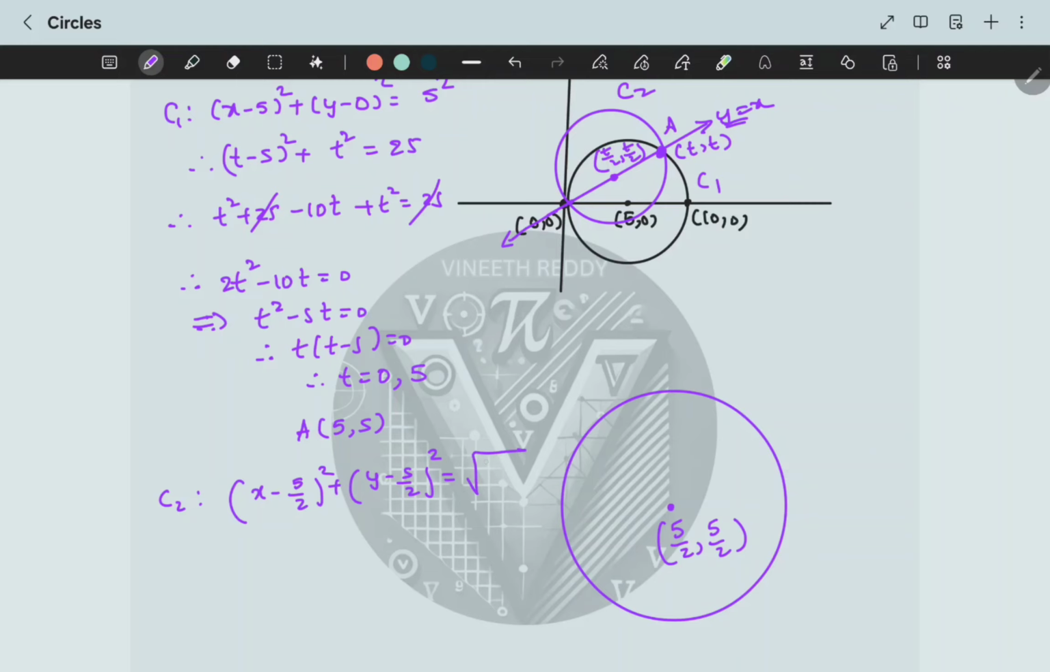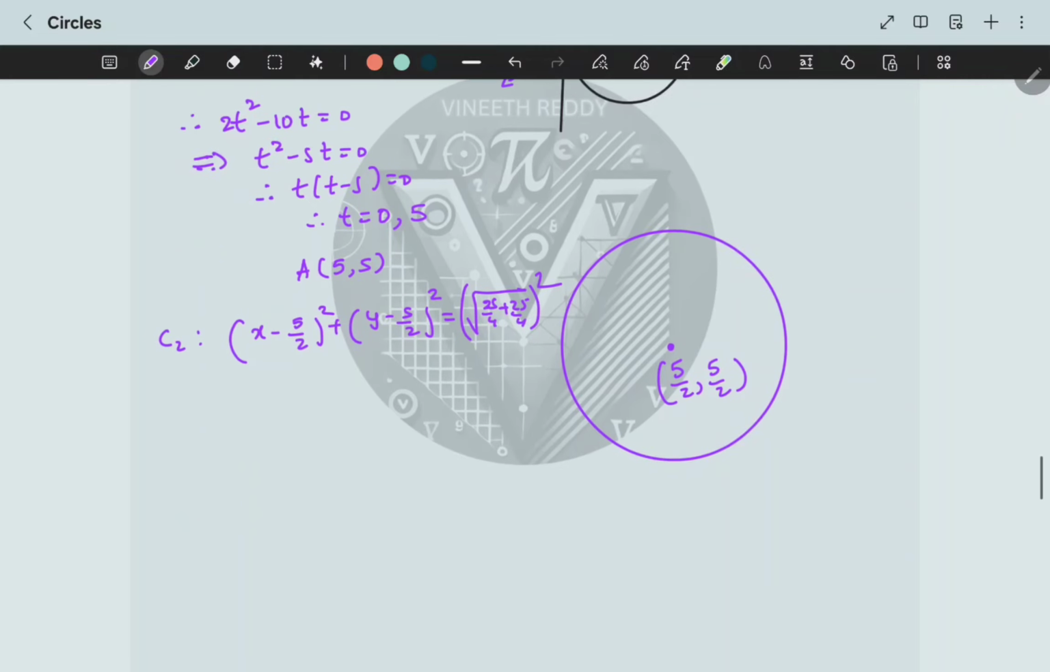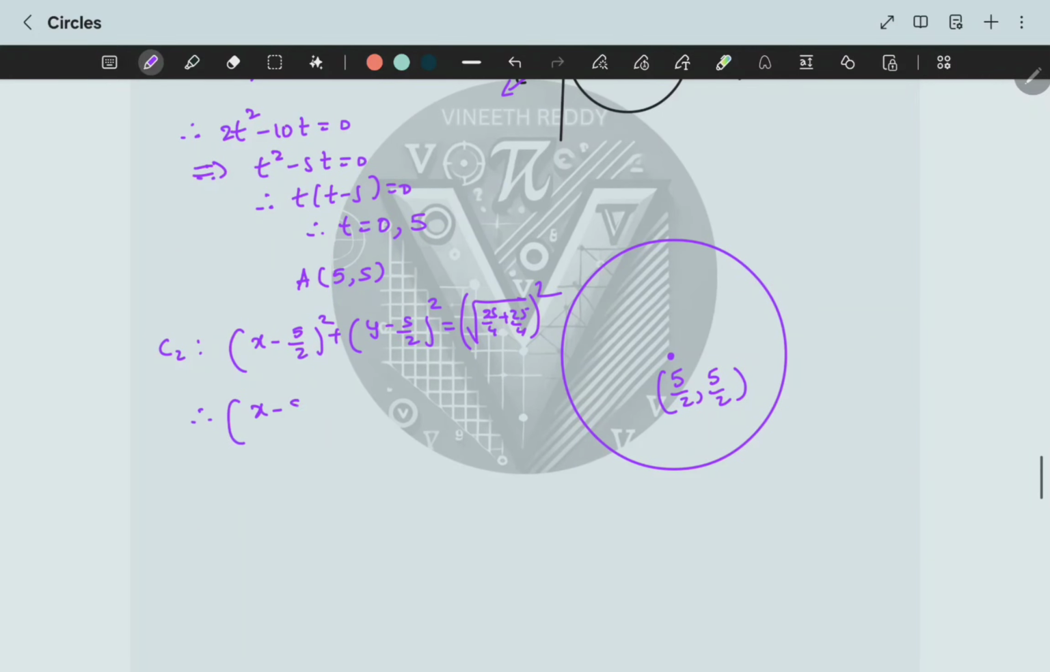Radius is under root of (5/2) whole square, that is 25/4 plus 25/4. Now this should be whole square. So what is coming here? We get (x minus 5/2) whole square plus (y minus 5/2) whole square is equal to 25/4 plus 25/4, which is 50/4, which is again 25/2.